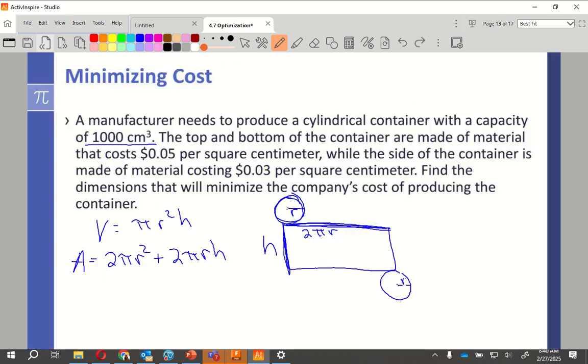Let's go back to the original question to make sure we're answering all this. Find the dimensions that will minimize the company's cost of producing the container. So when we do this container, that is going to give me the volume of 1,000 cubic centimeters, and it's going to minimize the cost of making this whole thing.